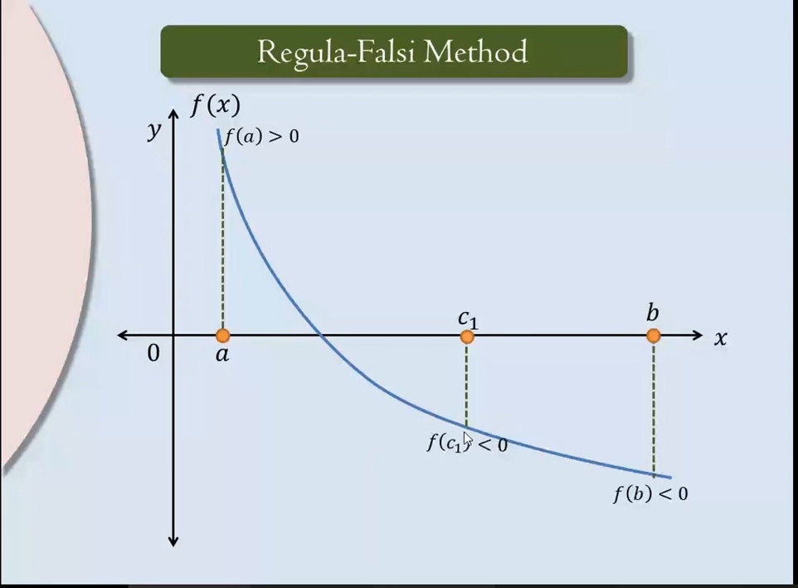A is fixed, so the new interval will be A to C1. Here the sign doesn't matter. We have to fix one point. So draw the line from f of A to f of C1, and where it intersects, corresponding to that, we get a new point C2. Then whatever f of C2 we get, again take the interval from A to C2 and then draw the line joining f of A and f of C2.